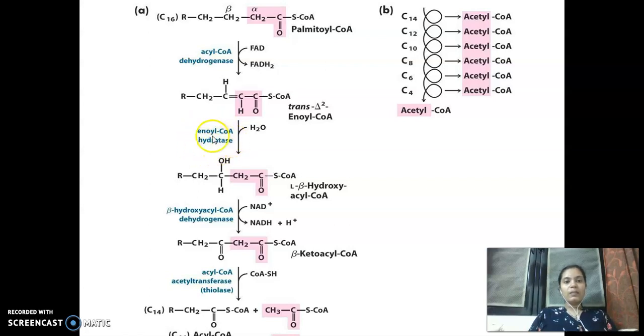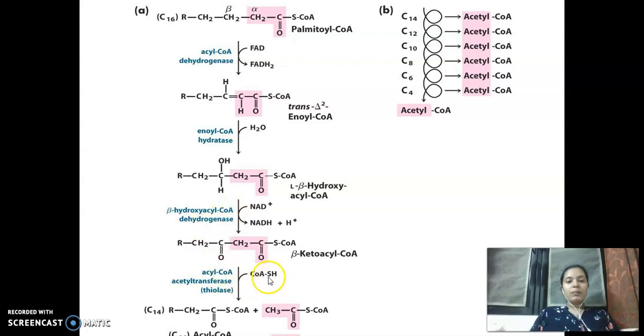So as the enzyme is hydratase, that means hydration is taking place. In the next step, NAD is converted to NADH plus H+, and we get the formation of beta ketoacyl coenzyme A. So what change is happening? So here instead of OH and H, it is getting converted to C double bond O. So here is the beta carbon where the oxidation has taken place. The enzyme involved is beta hydroxyacyl coenzyme A dehydrogenase.